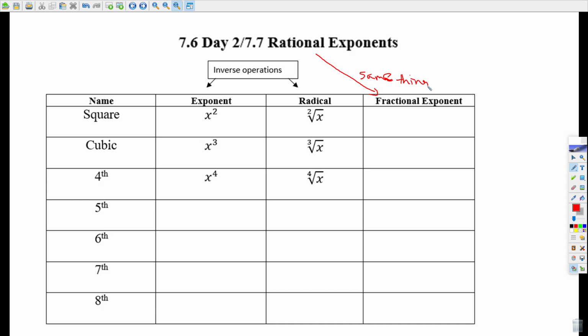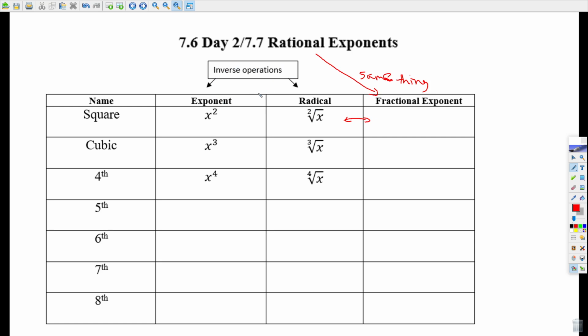So there's actually a different way to write this, right? So instead of writing the square root of x with a little 2 there, like we said before, or the cube root of x, or the fourth root of x, there's another way to write this. So these two things are going to be the same.